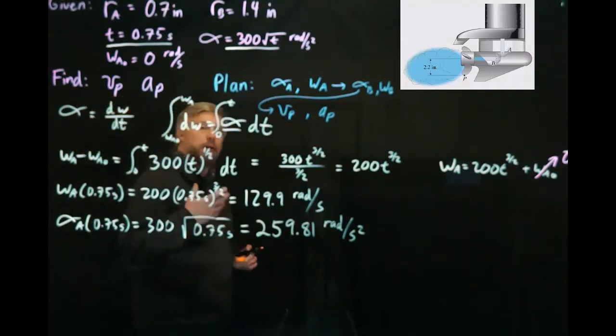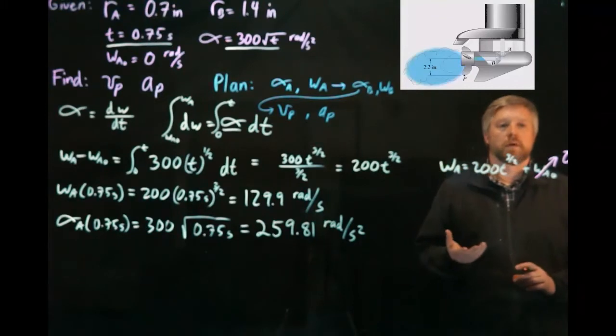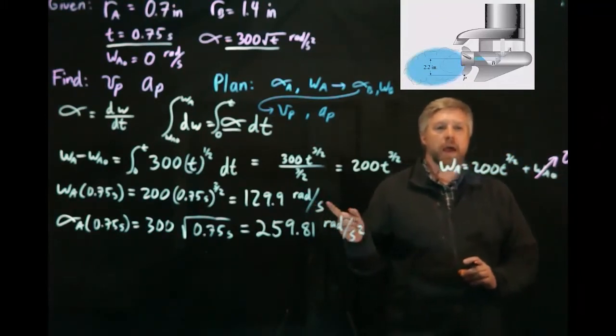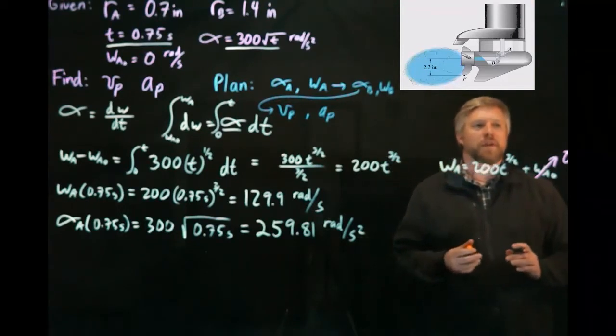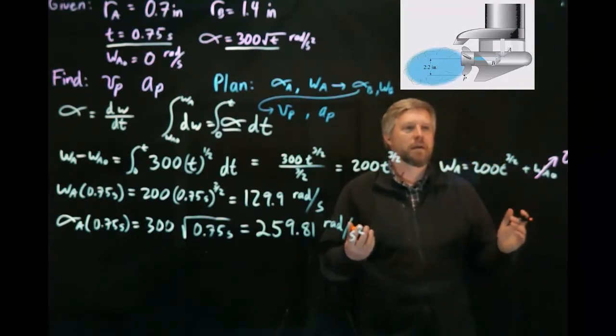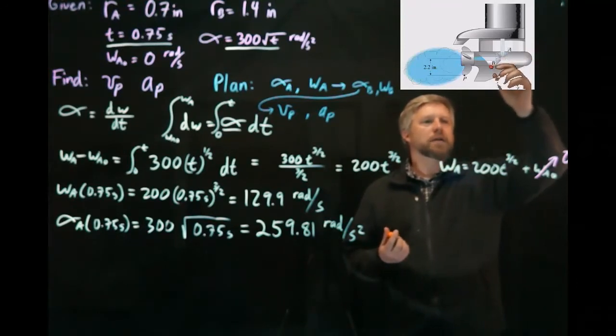Okay, by using a kinematic analysis for rotational motion, we were able to find omega A, and we were able to find alpha A. We now have those two. Now what we need to figure out is what's happening with B. The way we're going to do that is we're going to look up here, and we see that A is actually meshed with B.